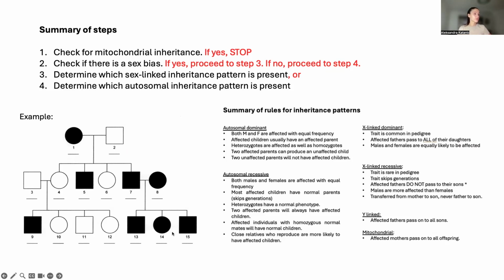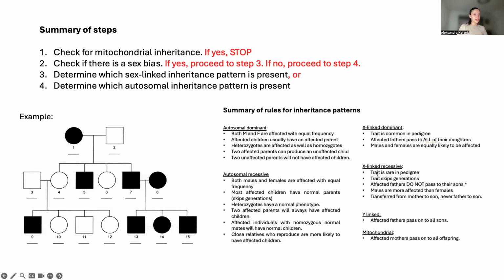1, 2, 3 females are affected. 1, 2, 3, 4, 5 males are affected. So it's likely X-linked. What are the ones that are more likely to affect males? Probably Y-linked or an X-linked recessive one because they only need 1 copy, right? Whereas girls need 2. So which one could it be? It's definitely not Y-linked because females are affected too, right? And they don't have a Y chromosome, okay? Therefore, it's probably X-linked recessive.